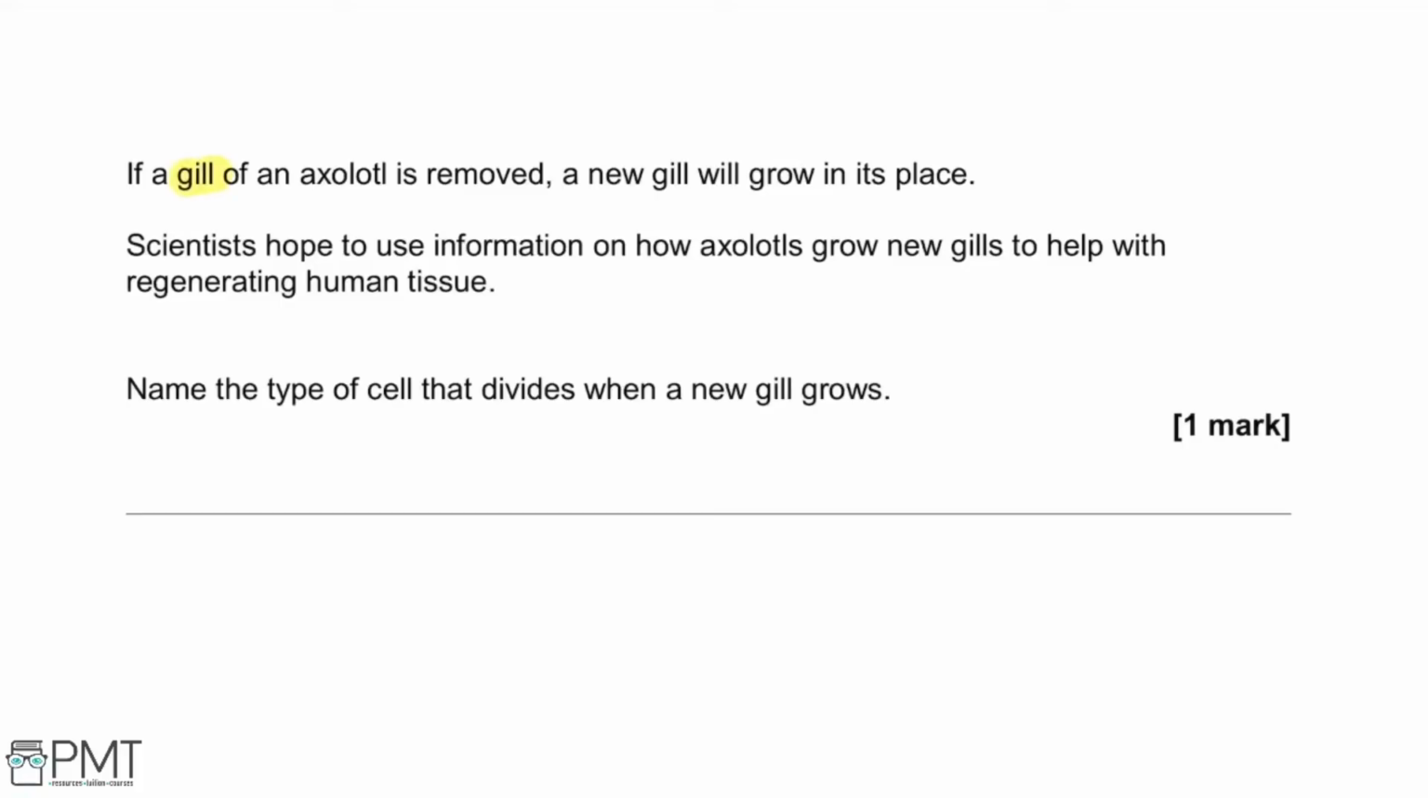If a gill of an axolotl is removed, a new gill will grow in its place. Scientists hope to use information on how axolotls grow new gills to help with regenerating human tissue. Name the type of cell that divides when a new gill grows. And the answer to this is stem cells.